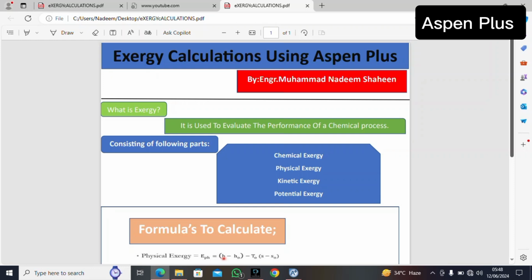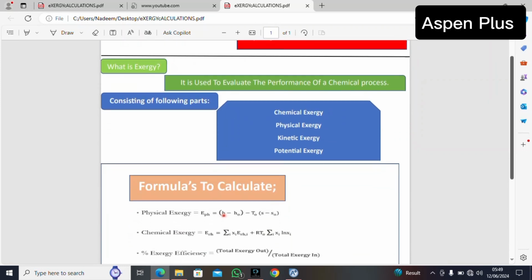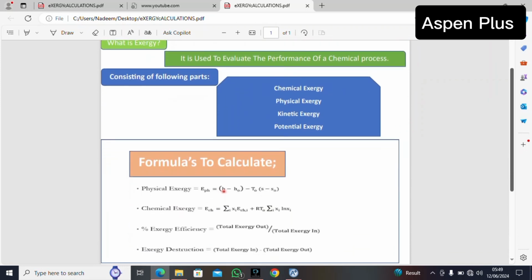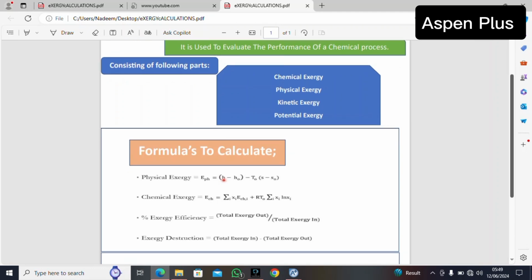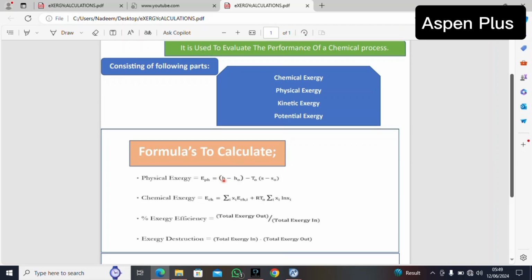It consists of the following parts: chemical exergy, physical exergy, kinetic exergy, and potential exergy. We will calculate chemical exergy and physical exergy. So we will use the following formulas to calculate physical exergy, chemical exergy, percentage, exergy efficiency, and exergy destruction.